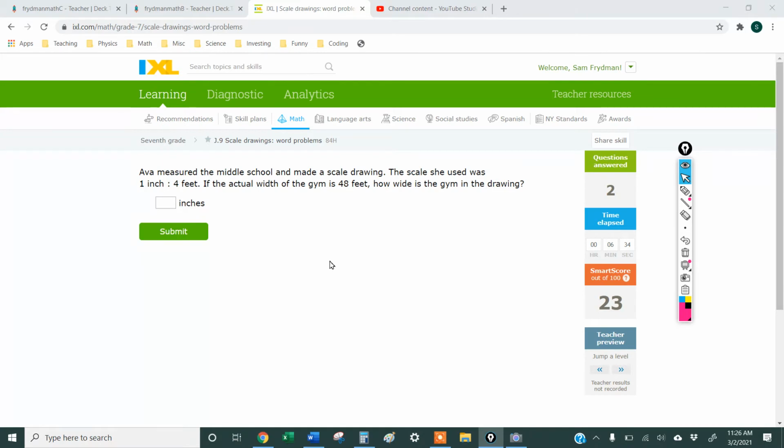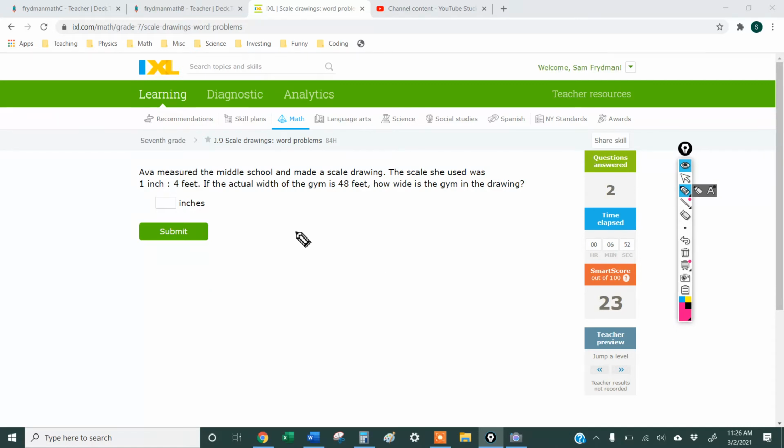Okay, Ava measured the middle school and made a scale drawing. The scale she used was 1 inch corresponds to 4 feet. So every 1 inch that we see in the drawing would be 4 feet in real life. If the actual width of the gym is 48 feet, how wide is the gym in the drawing?